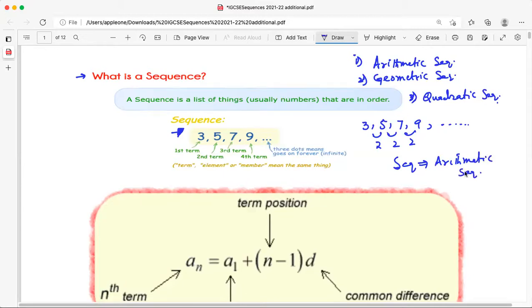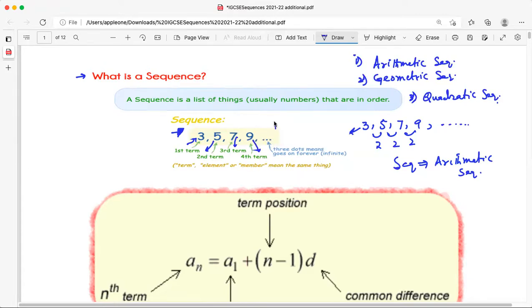Now, this is known as the first term. See, this is the first term. This is the second term. This is the third term, as it's written over here, and that's the fourth term. Now, these dots mean there are some other terms as well.